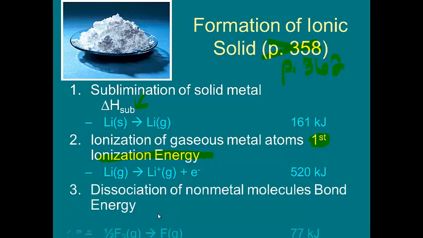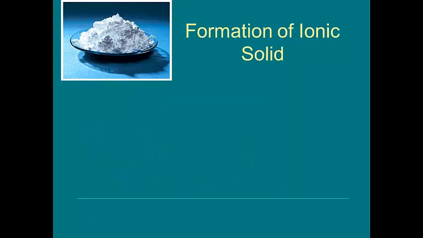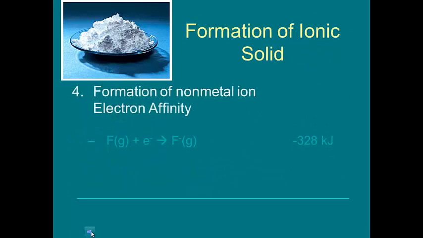Then we need to dissociate the nonmetal molecules, or the bond energy of fluorine. Now, just to show you where the 77 came from, and it says to look on page 362, the total bond energy of 2 fluorine molecules is 154 kilojoules. Well, to form 1 mole of lithium fluoride, which is what we're trying to do here, you only need 1/2 of that. So that's why we divide it in 2 and get 77 kilojoules. Again, read the book here. It's going to give you a lot more detail in terms of what you need.